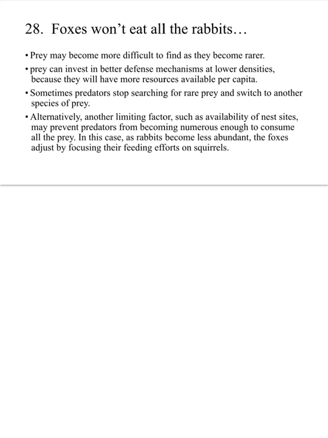For number 28, why won't the foxes eat all the rabbits? Why doesn't that usually happen? The main answer probably is the first bullet there, that obviously as the rabbits' number goes down, they're going to be harder to find and more rare. They have more than one food source as well. Also, it says prey may have better defense mechanisms when there's not as many of them. They'll have more resources available. There's another one. So those are possible answers for number 28.